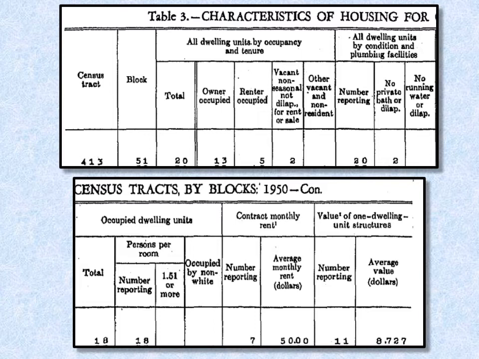And then we have some interesting information about the average monthly rent of $50 and the average value of the house as reported by 11 people was about $8,700. It would be interesting to look at the value of the houses on this block today. Neat information that you should be aware of, and you might want to add to the information you get when you find your people on the 1950 census.